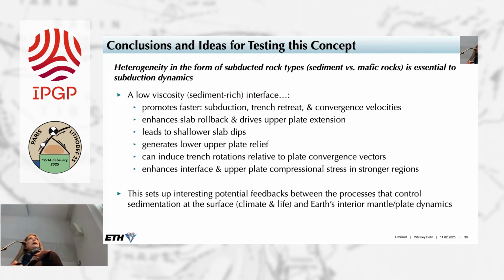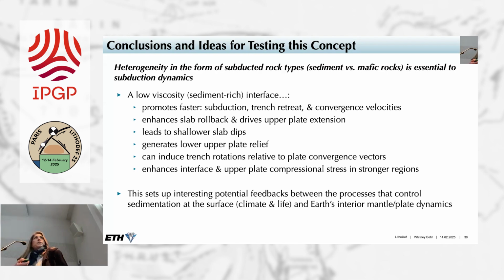So to wrap up, I hope I've convinced you that heterogeneity in the form of subducted rock types is essential to subduction dynamics. We've been able to demonstrate that a low viscosity, if you want to call it sediment-rich interface, promotes faster subduction, trench retreat, and convergence. It enhances slab rollback and drives upper plate extension. It leads to shallower dips, generates lower upper plate relief, can induce trench rotations, and enhances interface and upper plate compressional stress in stronger regions.